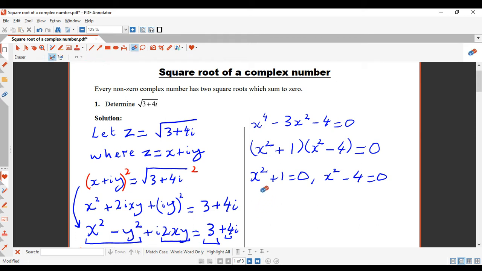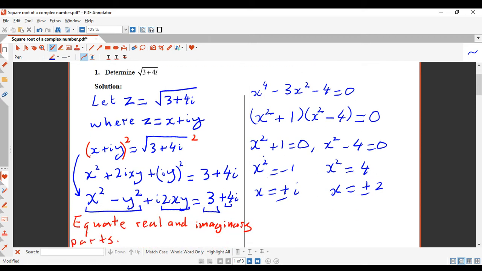Now, if we work this part through, you're going to get x squared equals minus 1, so x equals plus or minus i. And then over here you're going to get x squared equals 4, so x equals plus or minus 2. Now, the left-hand side working out is not necessary because we know that x is real, don't we? x is an element of the real numbers, which means x cannot be plus or minus i, it has to be plus or minus 2.